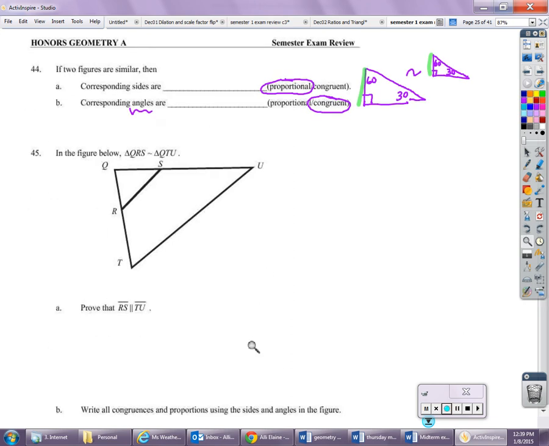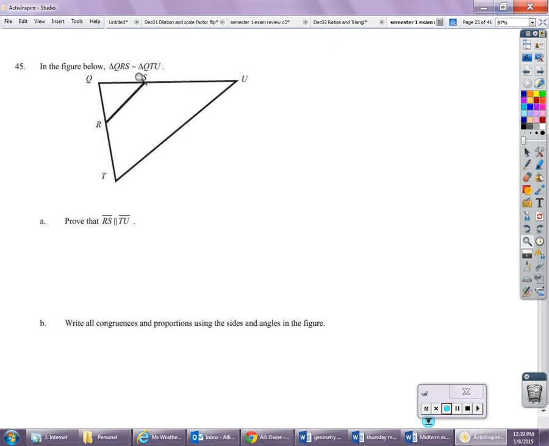Number 45. In the figure below, the small triangle is similar to the big triangle. So we know that they're similar. So if they're similar, we know that the angles are the same. So I know that this angle and this angle match, and this angle and this angle match. And I also know that Q matches with itself. That's reflexive.